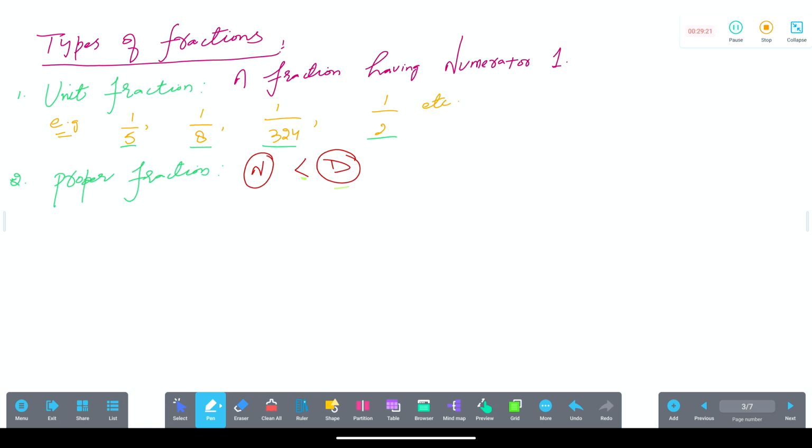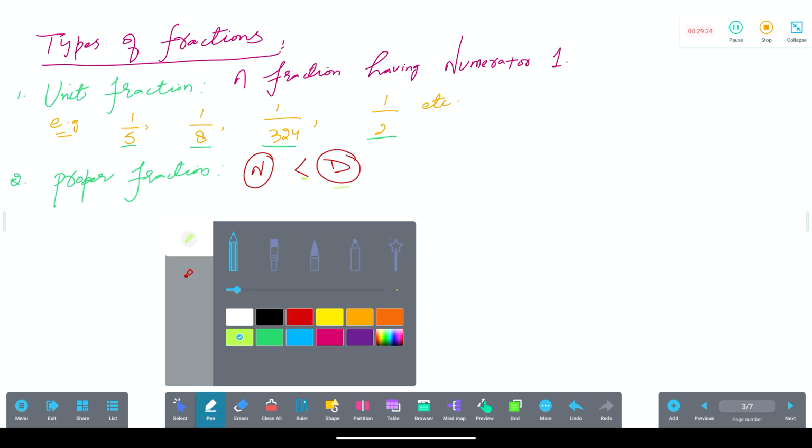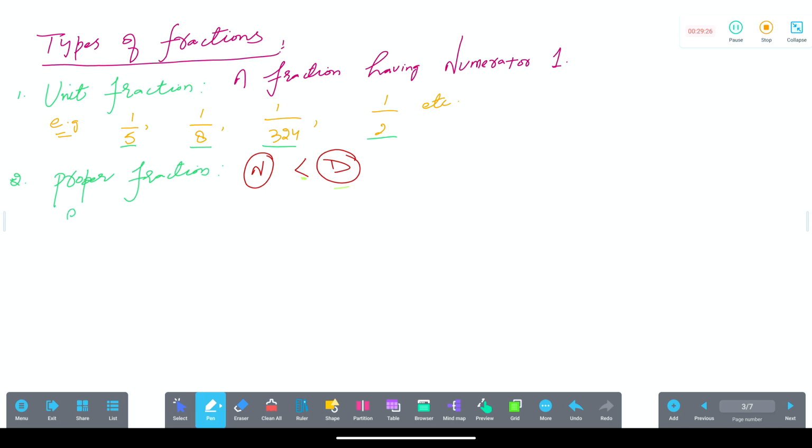So for example, we will take 1 by 8, 7 by 39, 29 by 54, etc. You can take any example, but keep in mind that your numerator should be less than the denominator. Here you can see 1 by 8, 1 is less than the denominator; 7 by 39, 7 is less than the denominator; 29 by 54, 29 is less than the denominator.